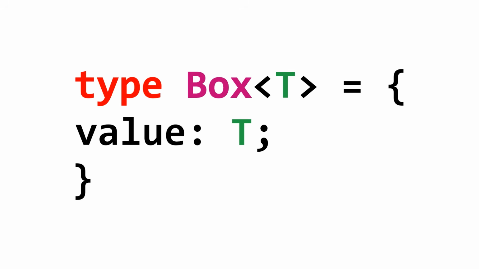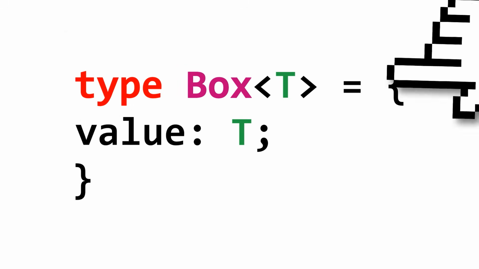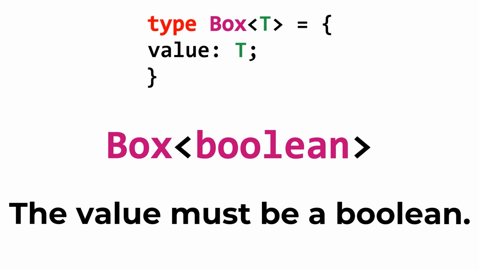So we can define a type like this. This type takes in a type T and contains a value of type T. So a Box<boolean> can only have values of the type boolean. This isn't really useful at all, but it shows what a generic type looks like.